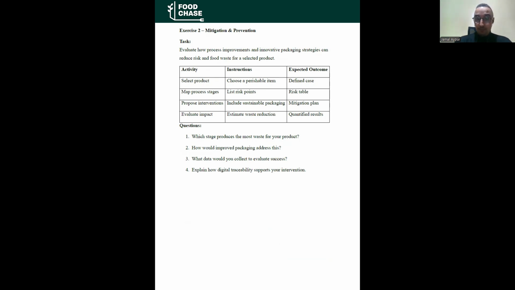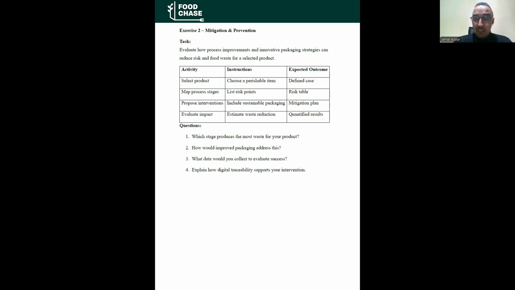For exercise number 2, mitigation and prevention, the objective is to evaluate how process improvement and innovative packaging strategies can reduce risk and food waste for selected products. There are different activities, such as select your product, choose a perishable item, and define the case. Also, map process stages, list risk points, and build a risk table. For the third activity, propose interventions including sustainable packaging and a mitigation plan. And for the fourth activity, evaluate impact, estimate waste reduction, and quantify results.